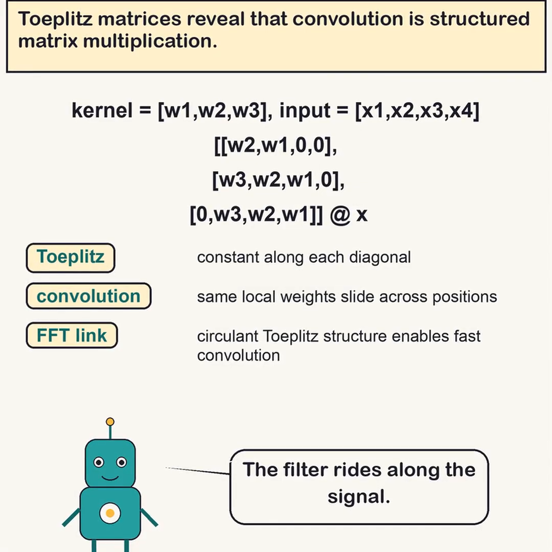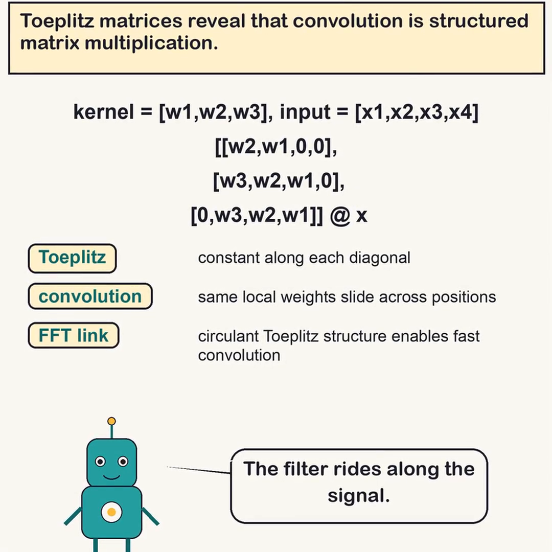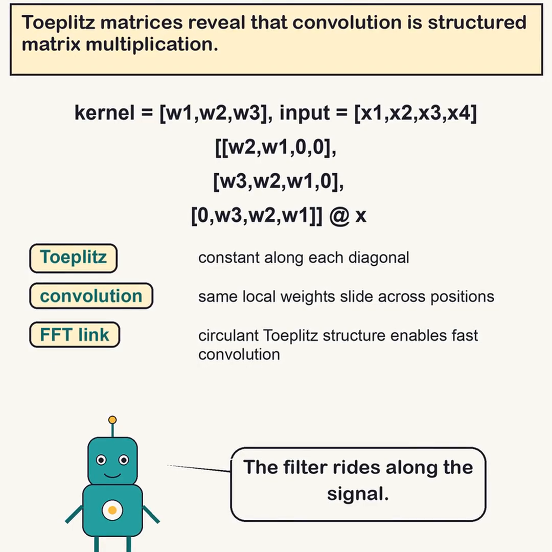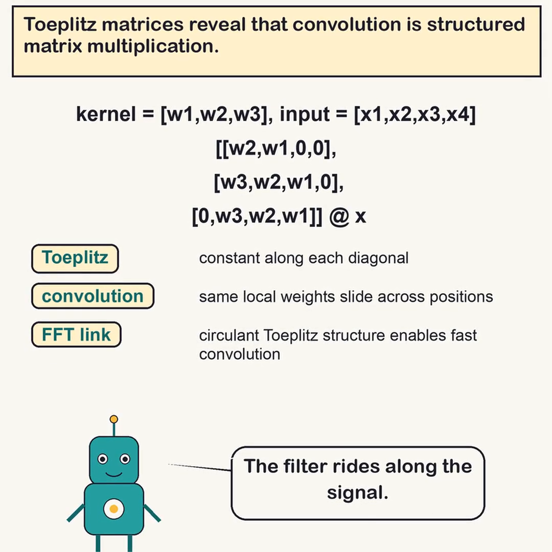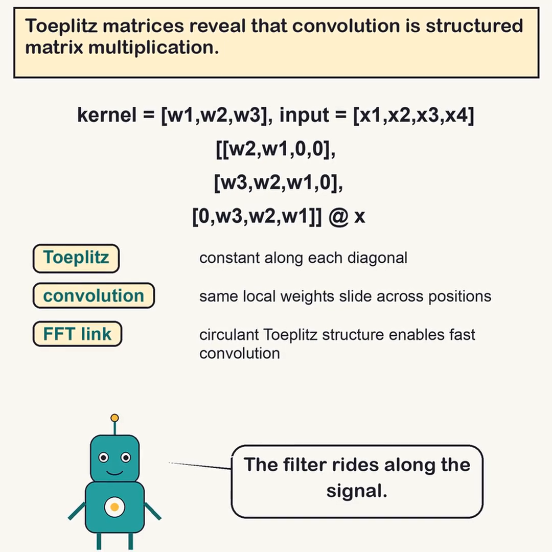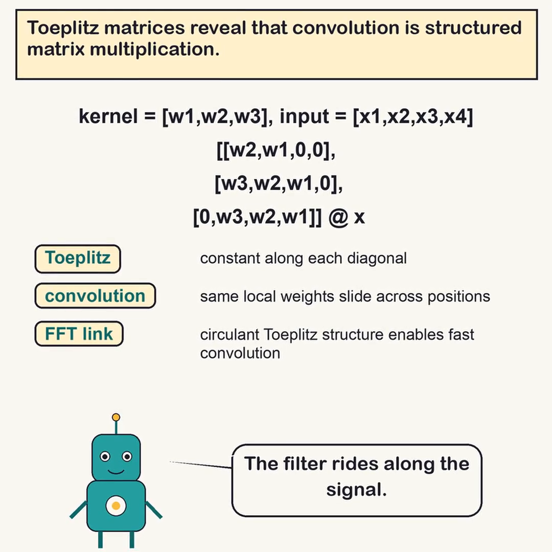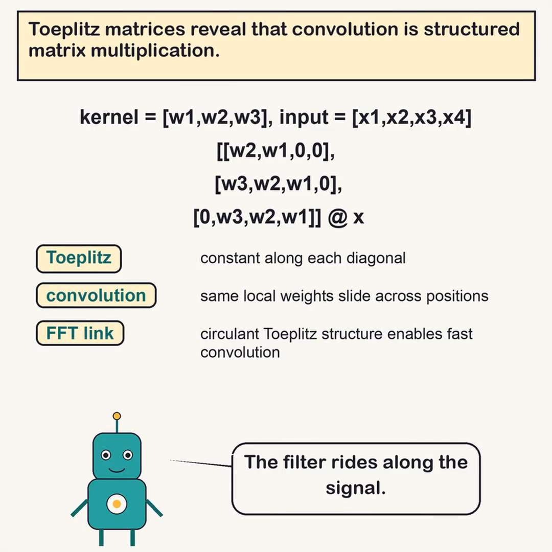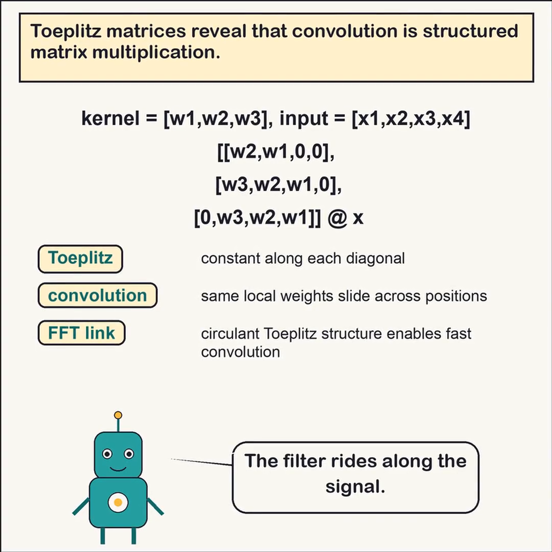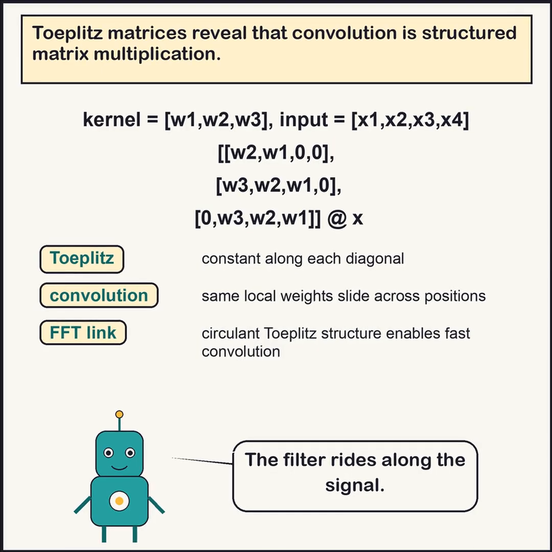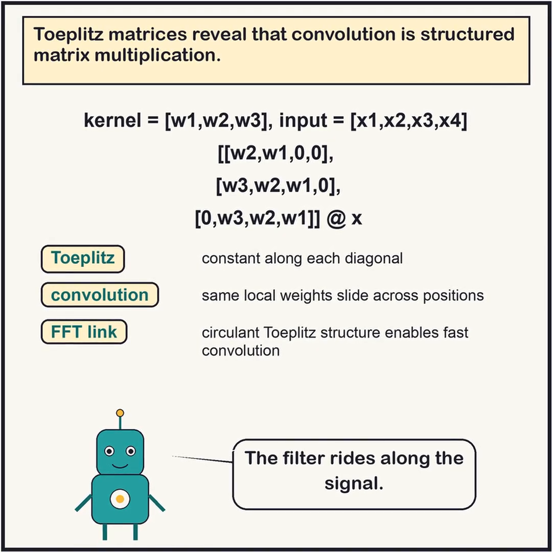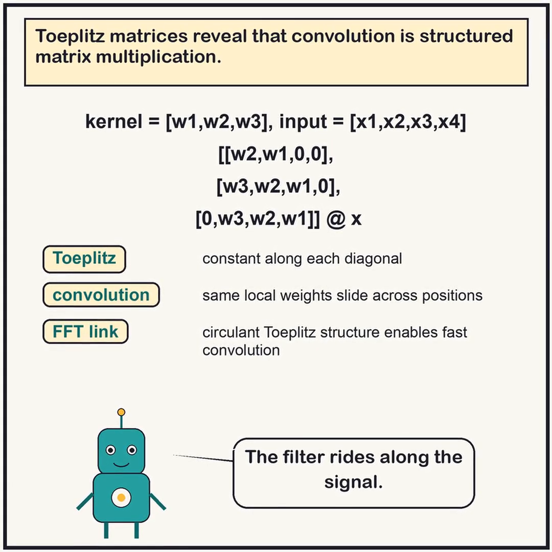Toeplitz matrices are constant along diagonals, which is exactly the structure created by sliding a convolution kernel across an input. This connects CNN filters to matrix multiplication and FFT acceleration. Real-world analogy. Toeplitz matrices are like a window stencil sliding across a signal, reusing the same pattern at each position.